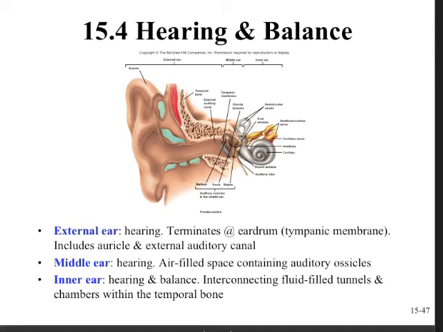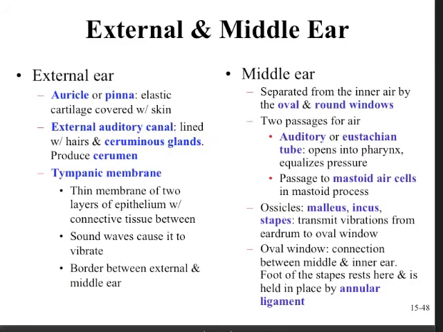If we have a problem with the functioning of the cochlea, we can have deafness or at least loss of certain ranges of our hearing. If we have problems with the vestibular apparatus or with the semicircular canals, we have trouble standing up straight. Okay, you're going to have trouble maintaining your balance. The external ear contains the auricle or pinna, which is elastic cartilage covered with skin. Its design is so that it funnels sound into the external auditory canal so that it can head towards the eardrum. The external auditory canal is lined with hairs and ceruminous glands which produce cerumen, which we also call earwax.